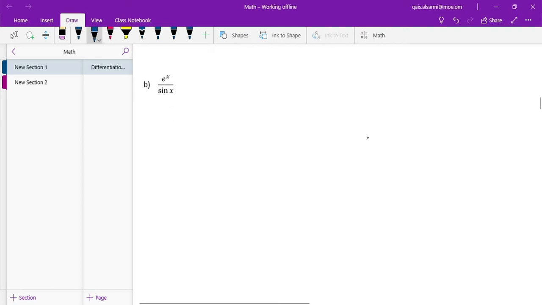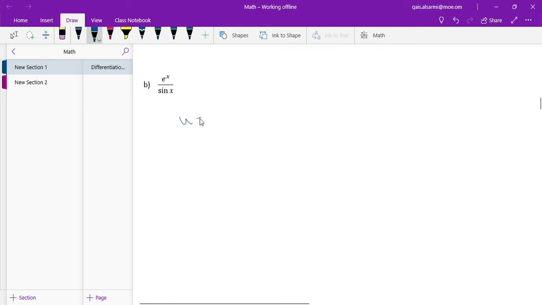Let's go to the next idea. Here we have a fraction. Let's read it again. E power x over sine x. We are going to read x twice. Whenever you read x twice, it means this is product or quotient. Product means times, quotient means divide. Okay? Here we're going to use the quotient rule.